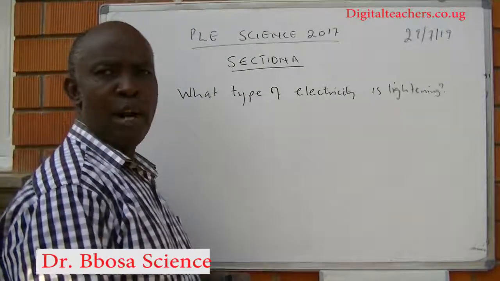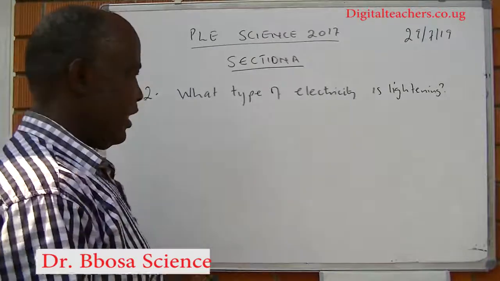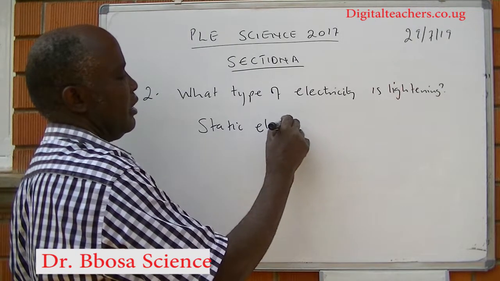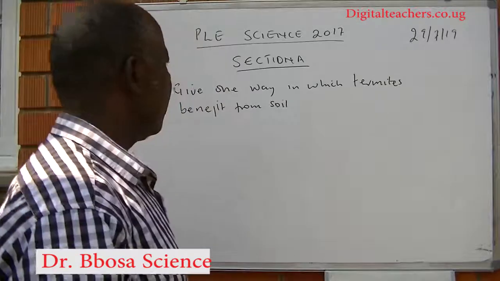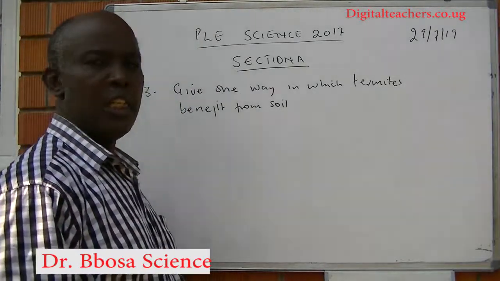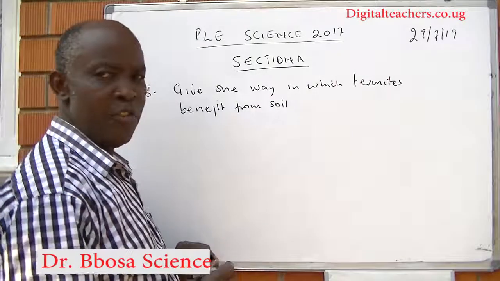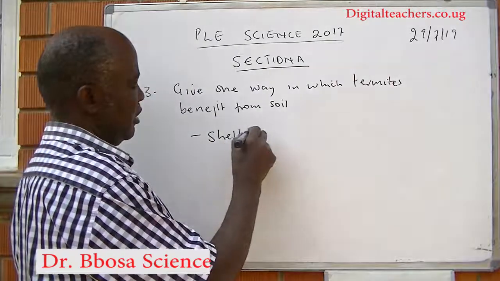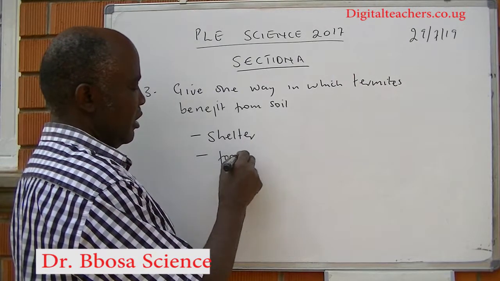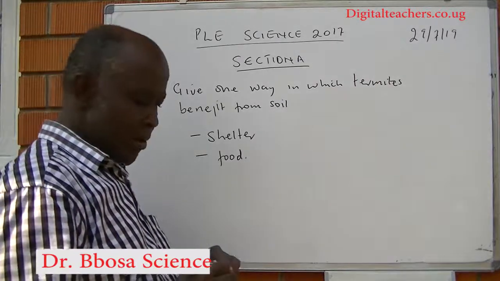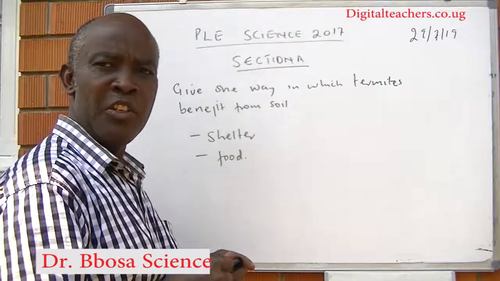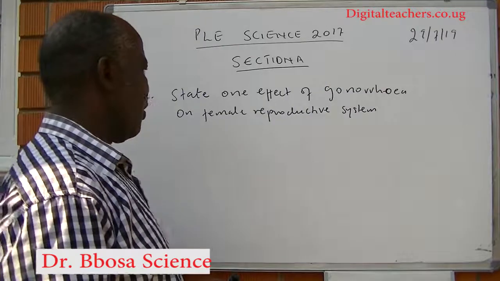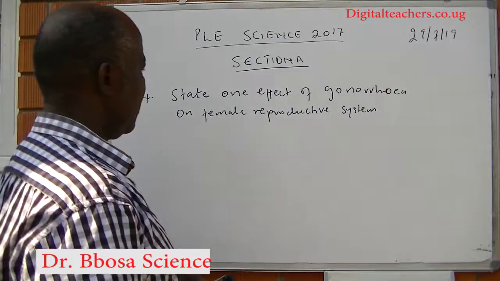Number 2, what type of electricity is lightning? That is static electricity. Number 3, give one way in which termites benefit from soil. They use it as shelter. They use soil as food. Some termites build ant-hills using the soil.